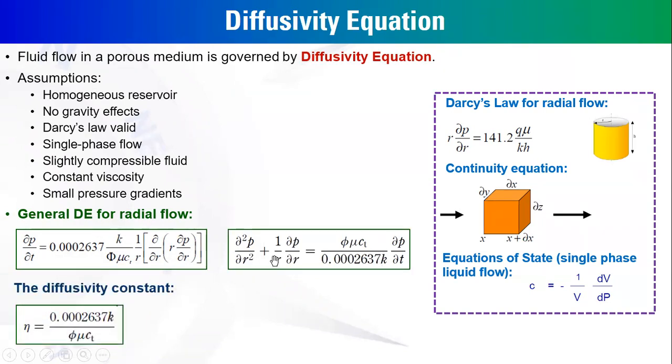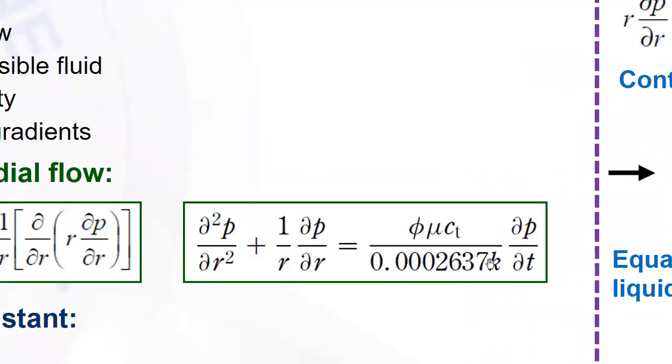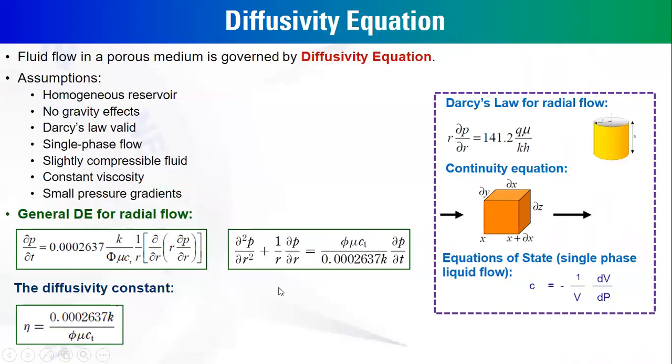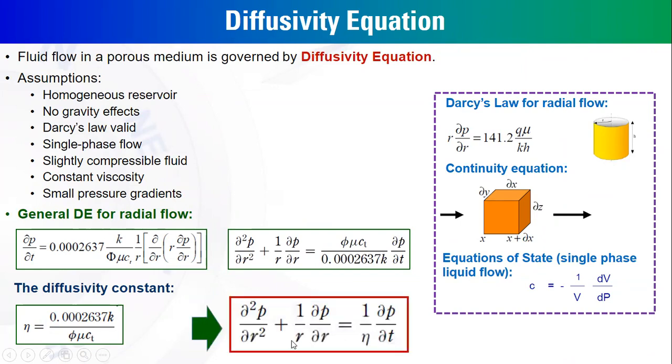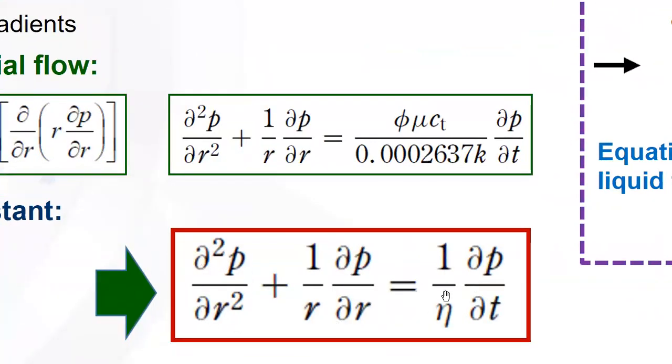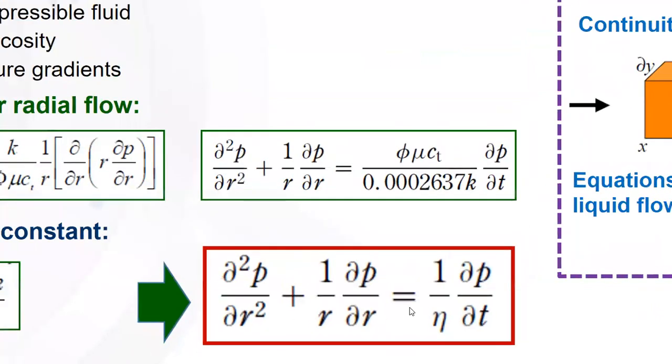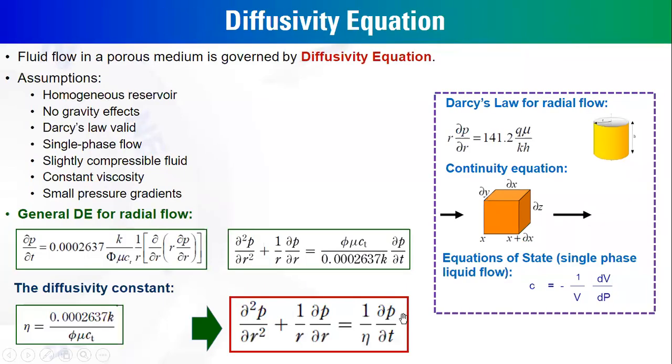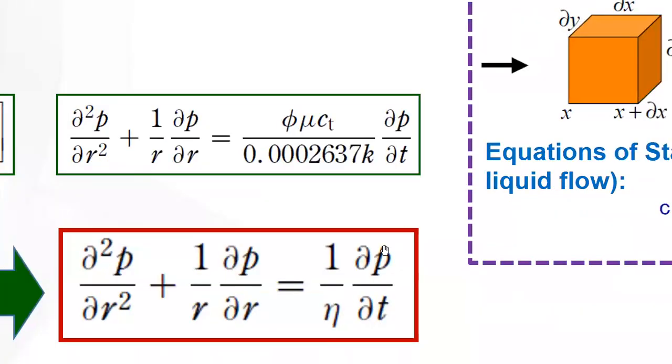As you know, it's typically a function of pressure, time, and distance r, and these are the reservoir properties phi, mu, ct, and the reservoir permeability. If we define this term as the diffusivity constant, this is the general form of the radial diffusivity equation. Let's say we have steady state flow, so this term will equal 0, and the left-hand side of this equation will equal 0.